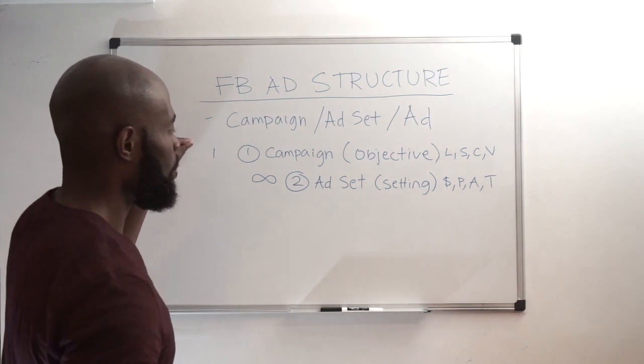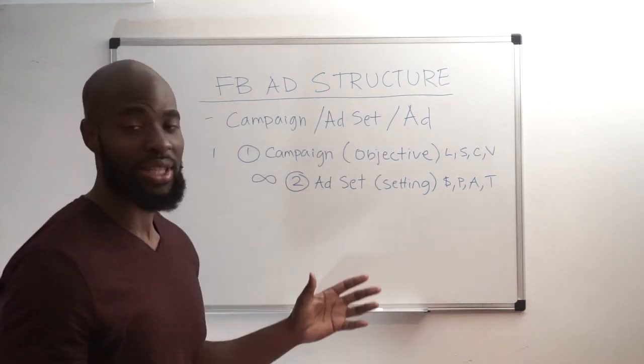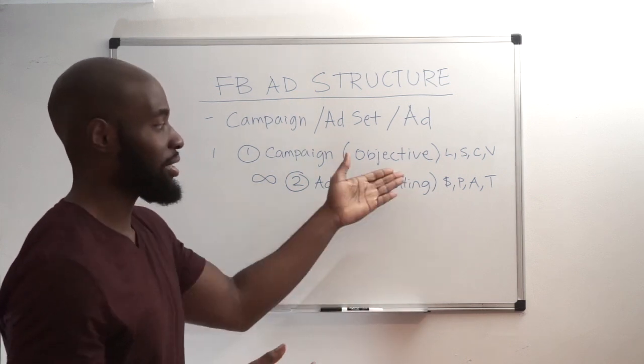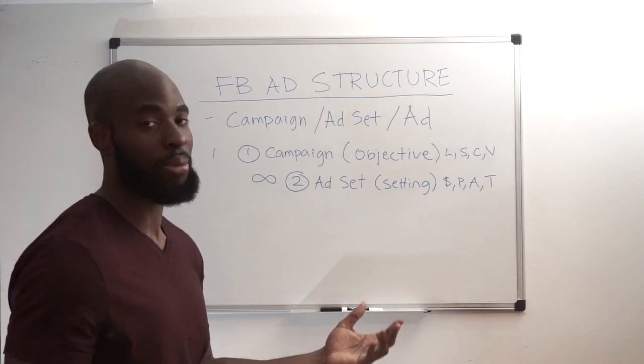So the campaign picks the objective. What's the purpose of the ad? The ad set picks the settings. This particular ad that has this objective is going to be shown to women at the age of 24 to 46 who like makeup, right?